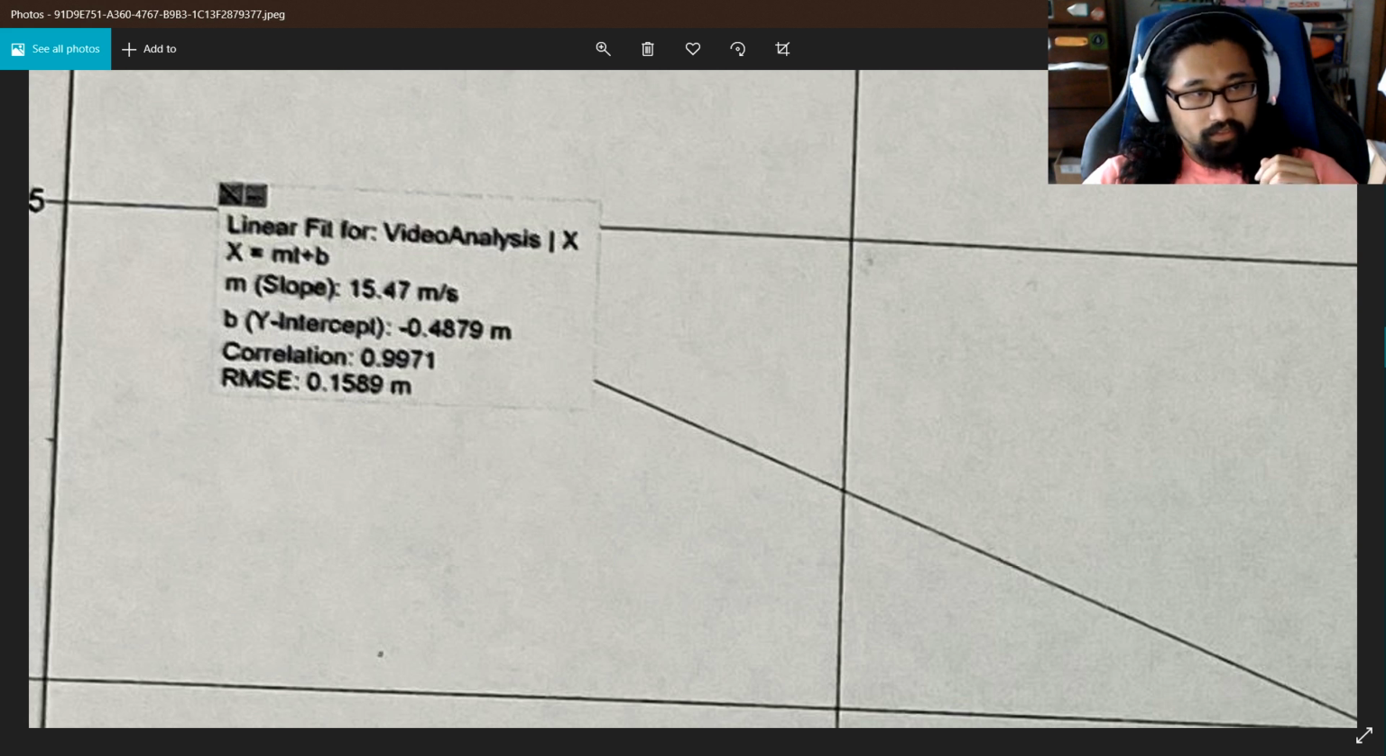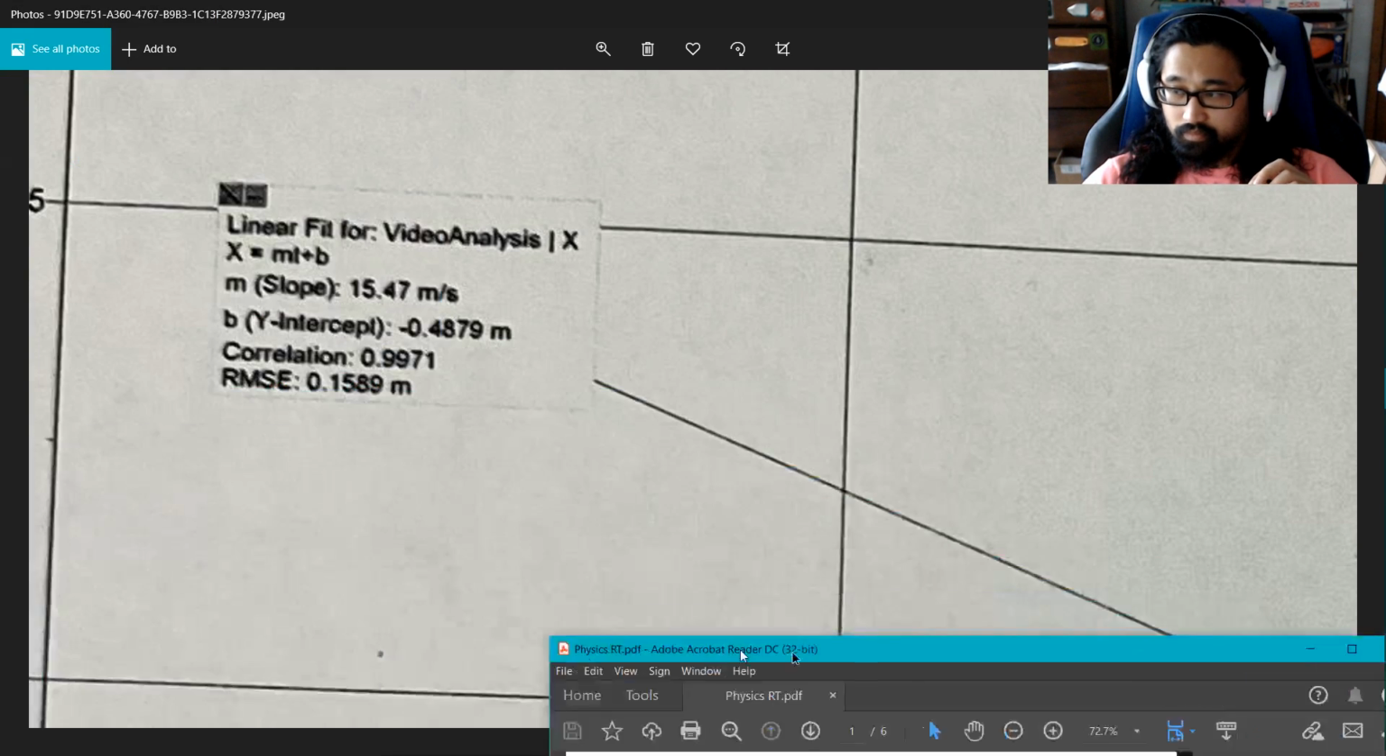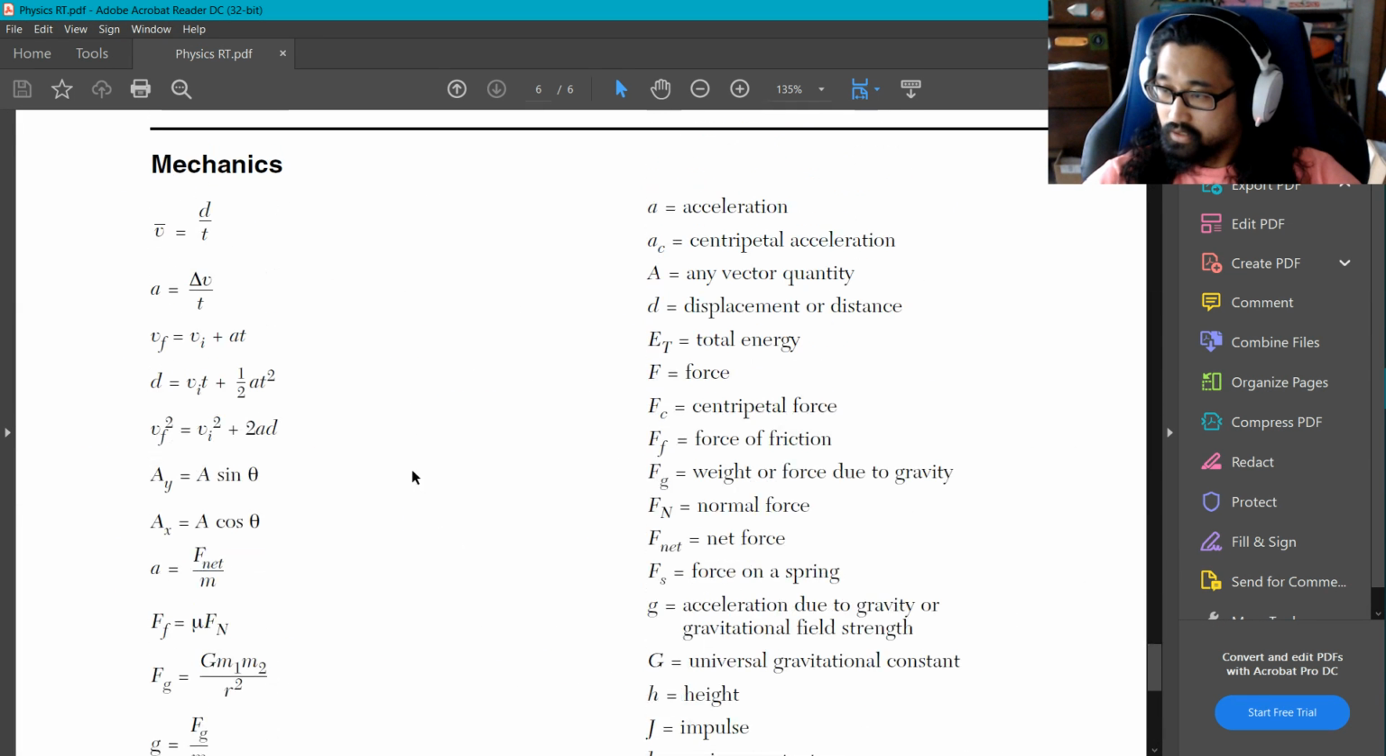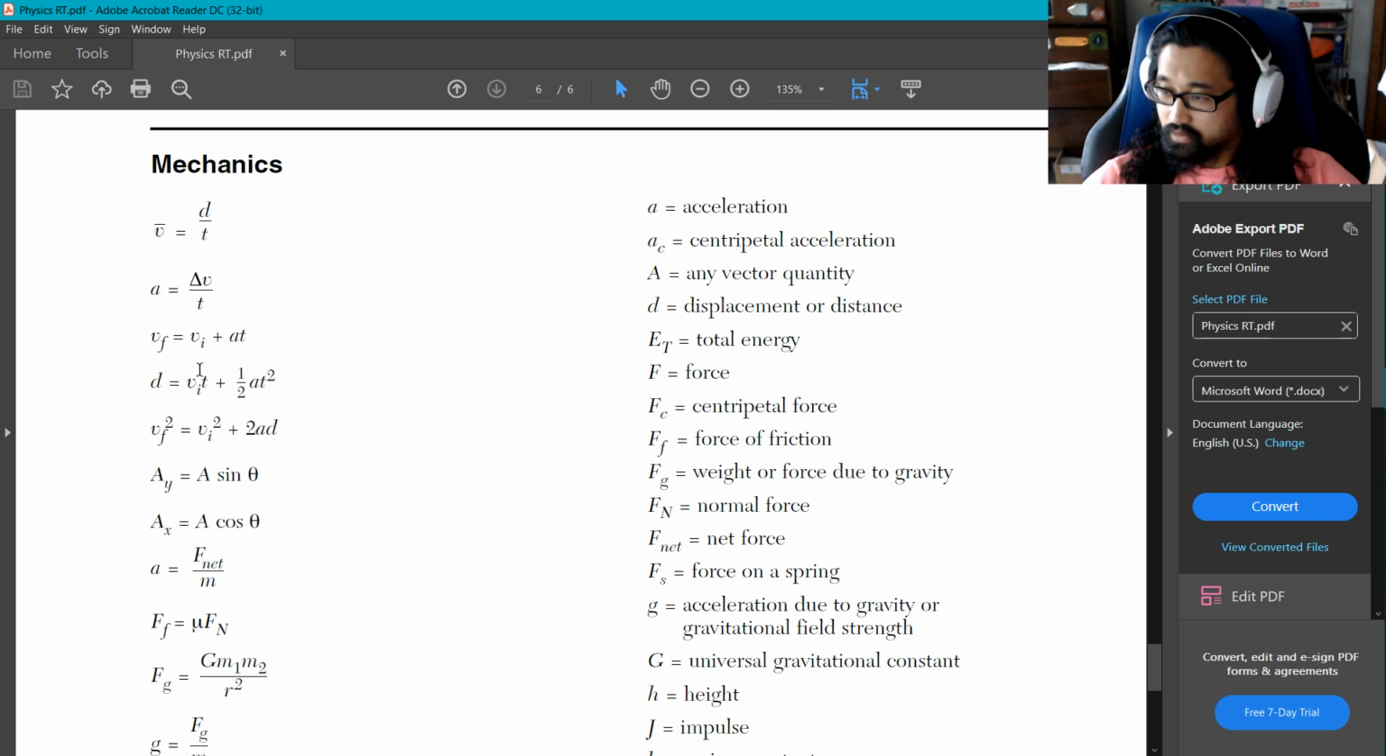Let me see. I think I have the reference table, so hang on. Let me pull up, yeah, there it is, the physics reference table. I'm going to bring it over. If I look right here, this is the big equation.